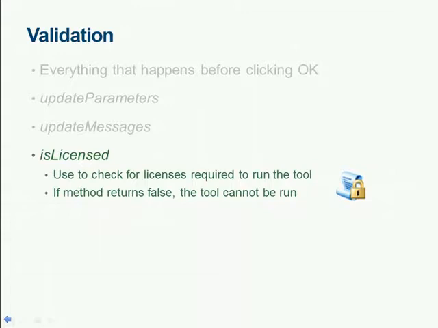This is useful in scenarios, for example, where I might have a tool where I know some of the functions and some of the logic in the execute requires 3D Analyst tools. And I know to execute those tools, I need a 3D Analyst license. So I'm going to check in the isLicensed method to see if the 3D Analyst extension is available. If it's not, then I'm going to return false, and the tool can't be run. If it is, then I'll return true, and that tool can be run.